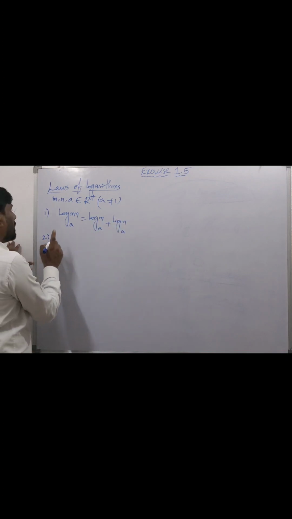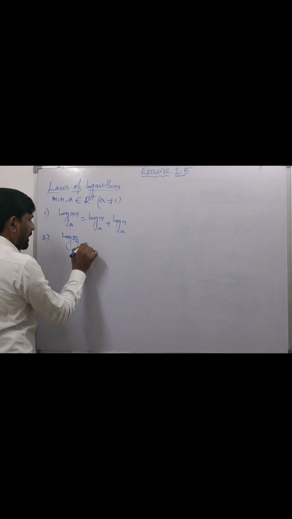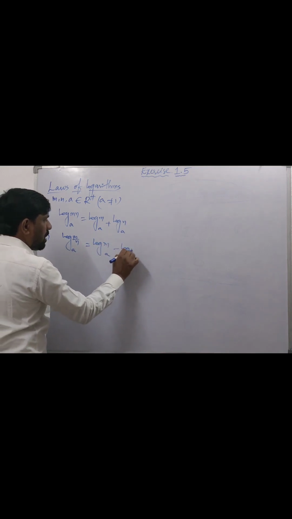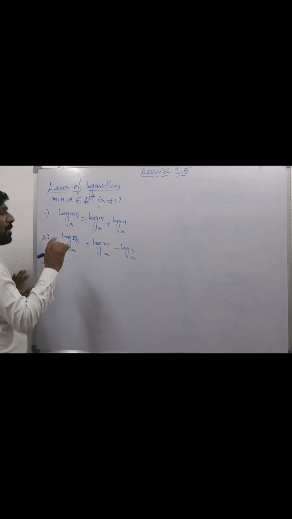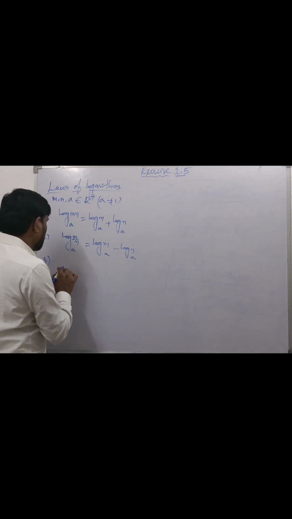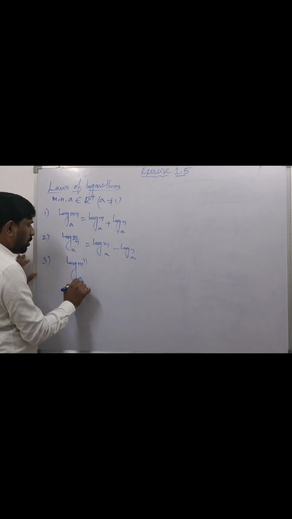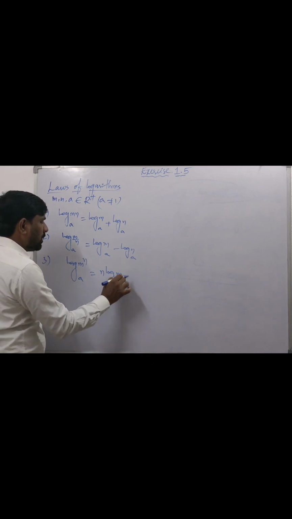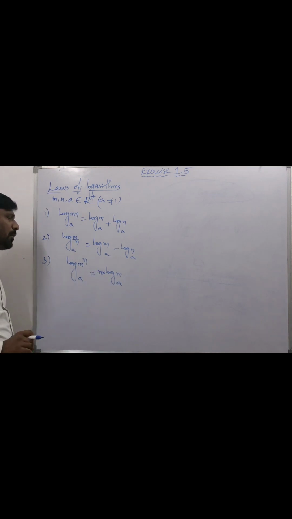Next, the second one, logarithm of a quotient, or second law of logarithm. Logarithm of m by n to the base a is equal to log m to the base a minus log n to the base a. Clear? Next, logarithm of an exponent, or third law of logarithm. Logarithm of m to the power n to the base a can be written as n into logarithm of m to the base a. Here n log means n into logarithm of m to the base a.